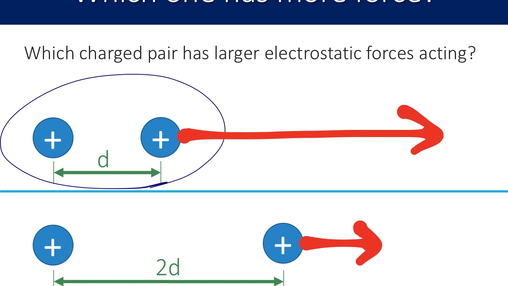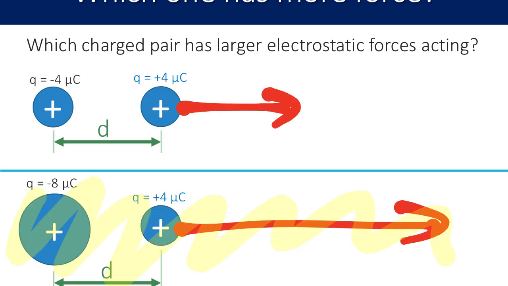So the forces depend on a few things. They depend on the charges. They also depend on the separation distance between the charges. If you stretch them farther apart from each other, they actually will experience less force. So if we start here with D and we have this much force, 2D is going to only experience this much force. It's going to experience less.